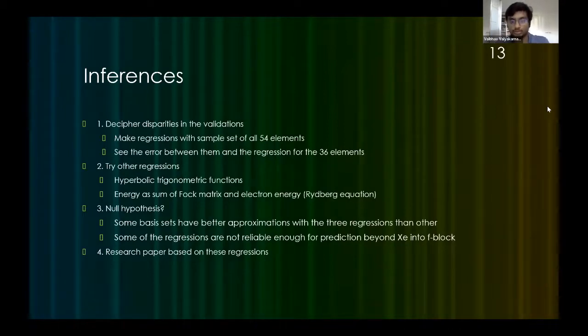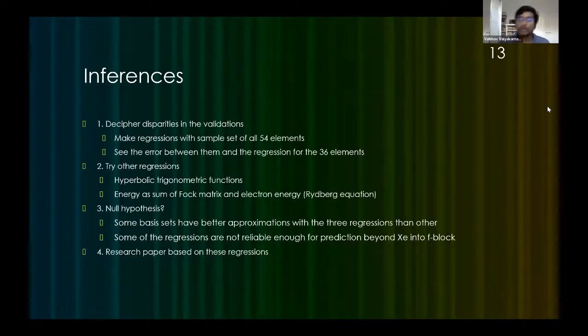The third thing that comes up, and I think this will guide our project towards the end as well as our future goals, is that we may have encountered a null hypothesis or a null result. It may actually be impossible: since there is no closed form to represent the energy in terms of atomic number, there may be no regression that is suitable enough.